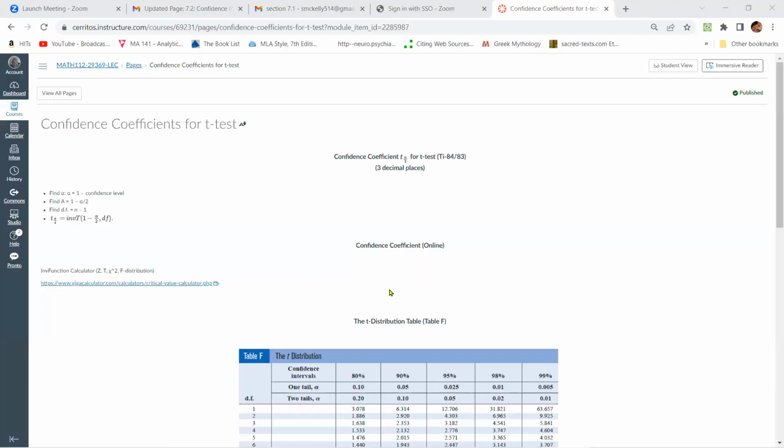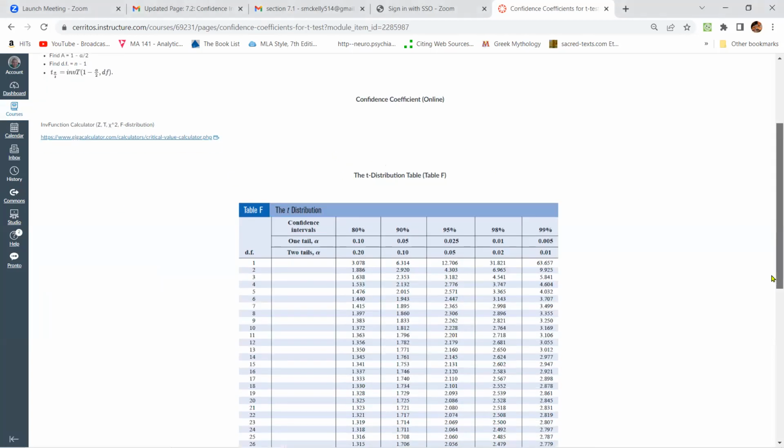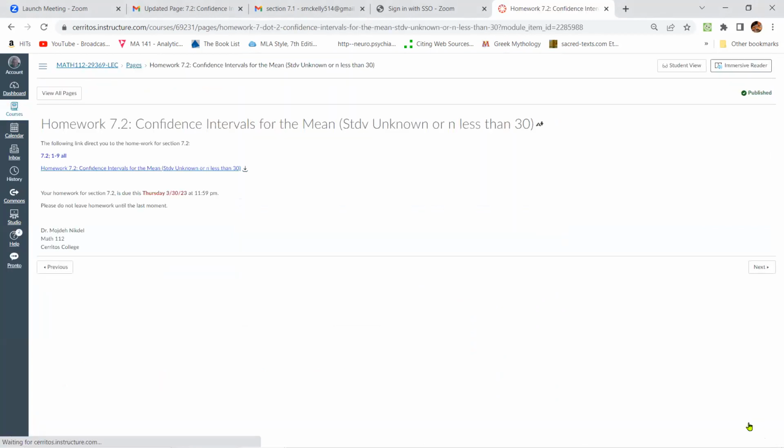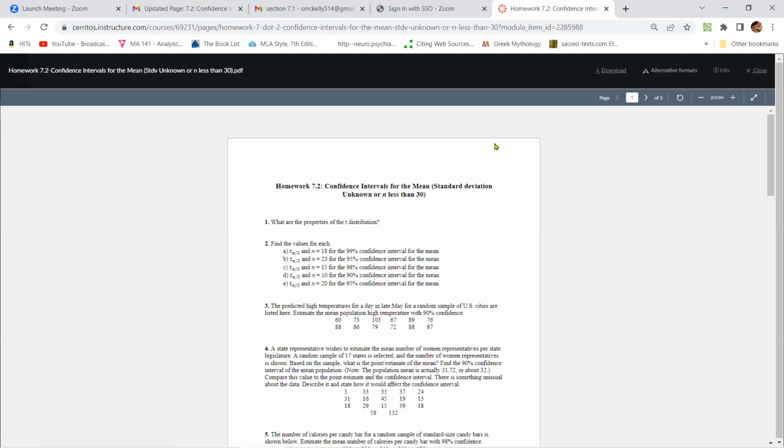All right, 7.2 confidence interval, there's the PowerPoint. We don't want the PowerPoint, we want the homework. Let me go to the next page. Okay, I'm going to show you this first, because there is a page on it and I'm not sure if you're aware. I did see that page. I do see it, the distribution table, Table F. She gives you the confidence coefficients in Table F right here. When you're doing the inverses though, you're going to have to go into the calculator. So let me download the homework and see what we have here.